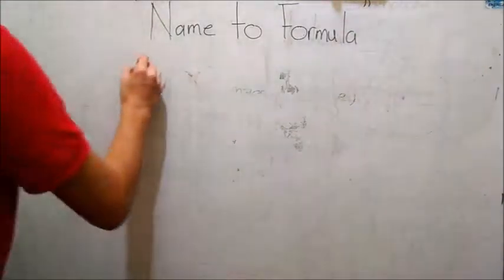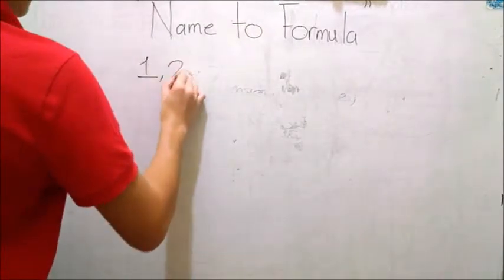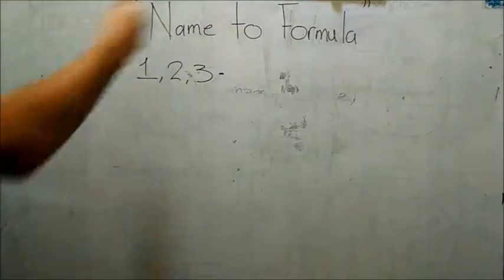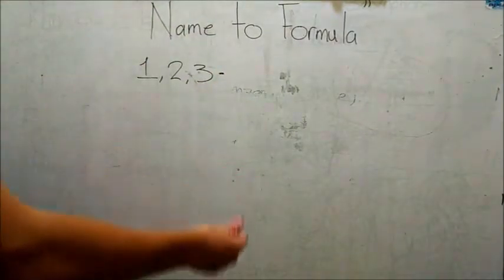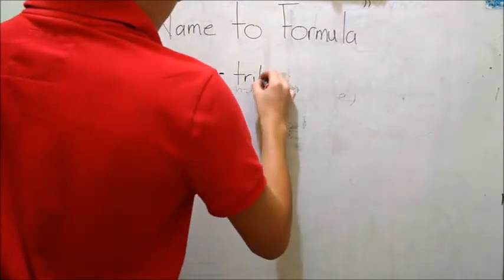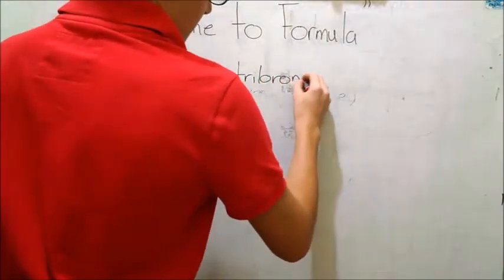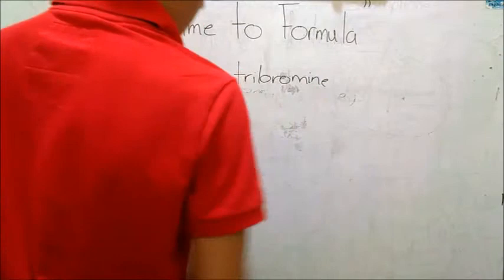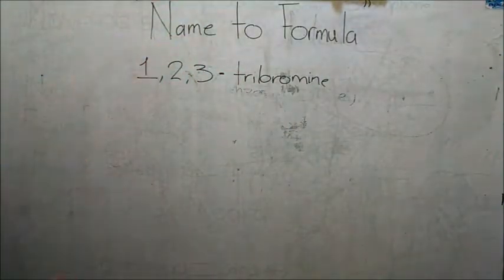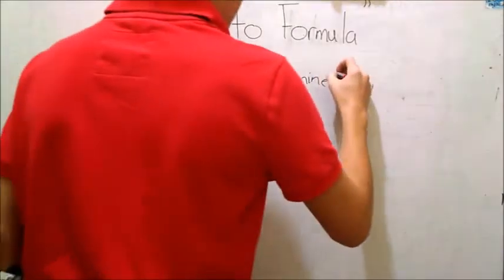Well, now we are going to create example number 2, and in this case we have 1, 2, 3. We put a line to separate the numbers from what we are going to write. 3 from mine. Okay, we know that we have 3 from mine, and then, well, we need to add benzene.